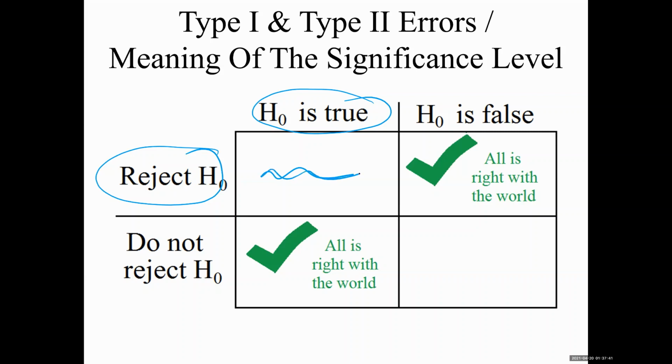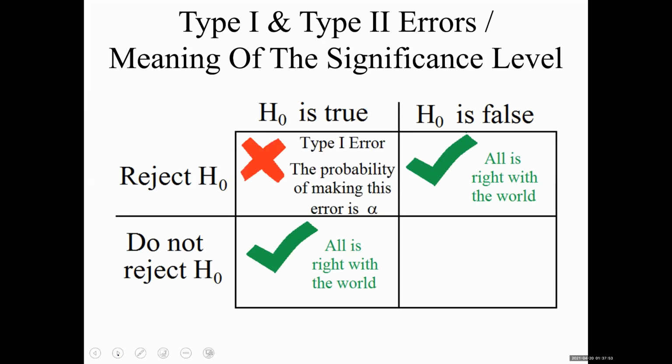If you're in this situation, you came up with an incorrect conclusion. The king was telling the truth. You said, don't believe him. It's like saying the king is innocent, but you sent him to jail. That's an error. We call that a type 1 error, and the probability of making this kind of error is alpha.